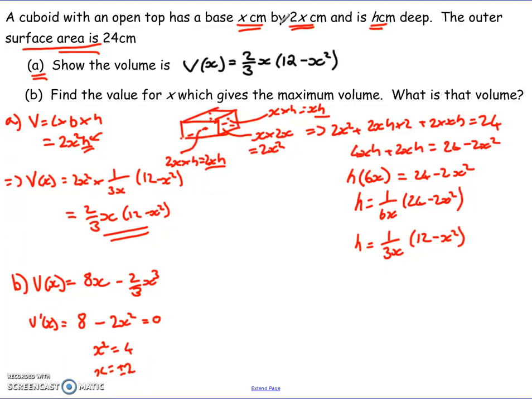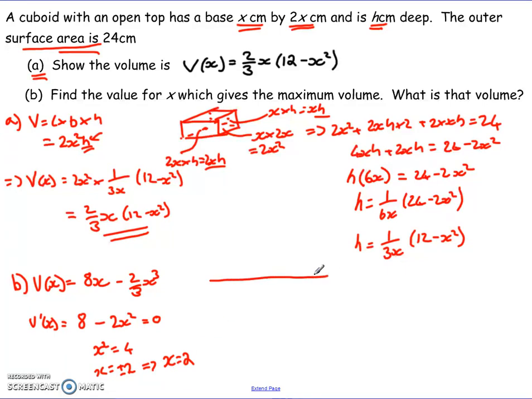But if I look at the scenario, I want a base with a length of x. If I choose x to be negative 2, I'm going to get a negative length. So I can discard that solution from my calculation. And I can then simply say, therefore, x equals 2. What I can then do is take this and show it gives me the maximum.